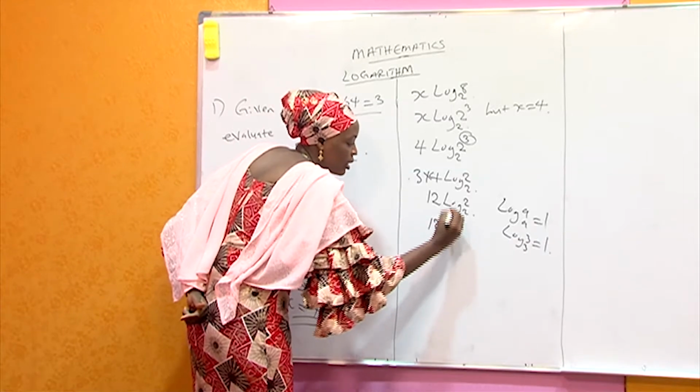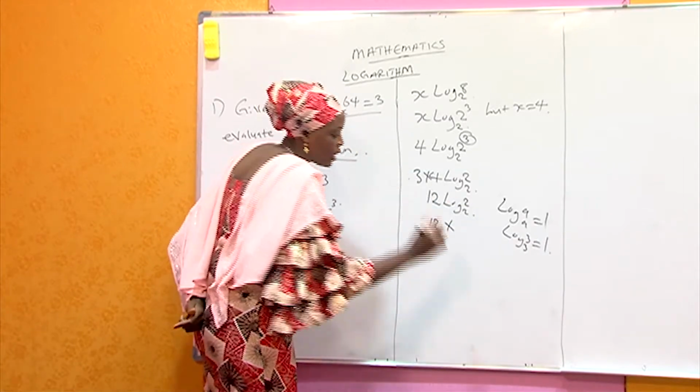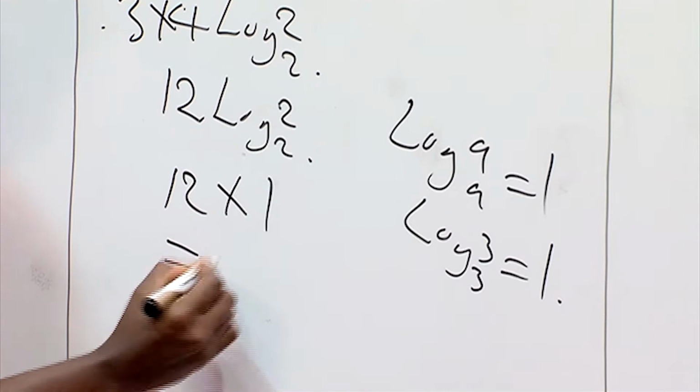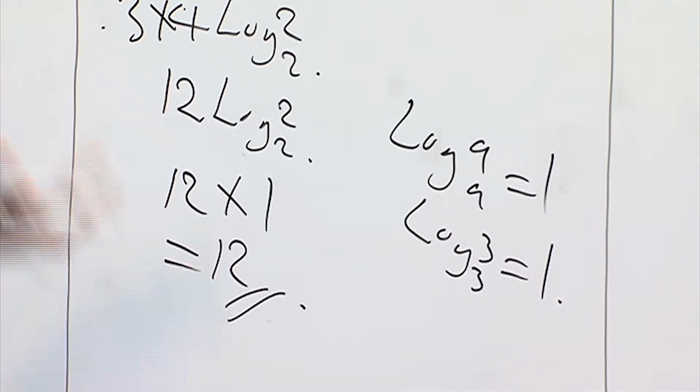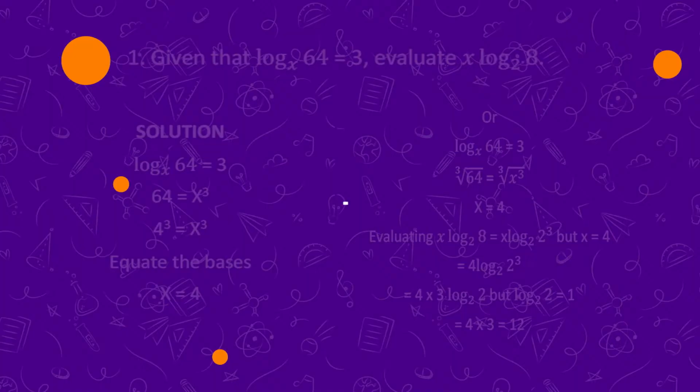So we have 12. This is now 1 because log 2 base 2 is 1. 12 times 1. Finally, 12 times 1 is what? 12. So our answer is 12. We have evaluated this log.